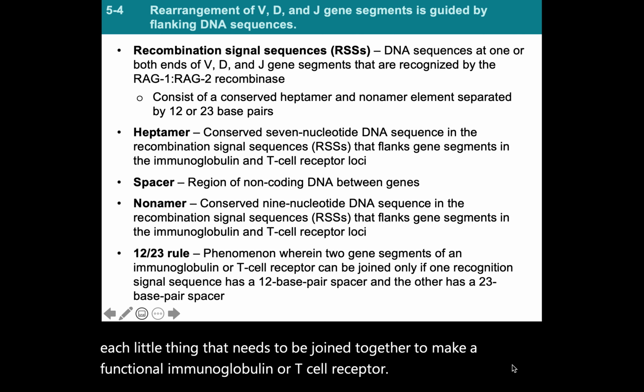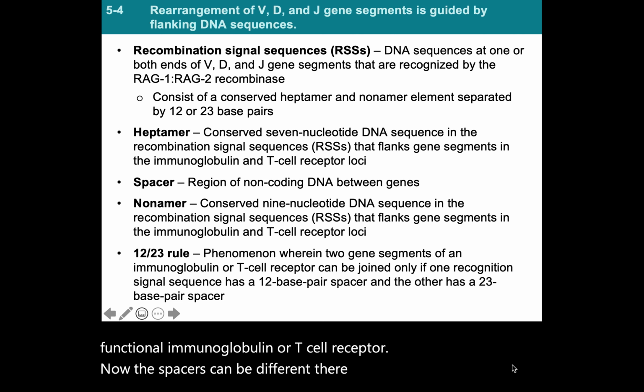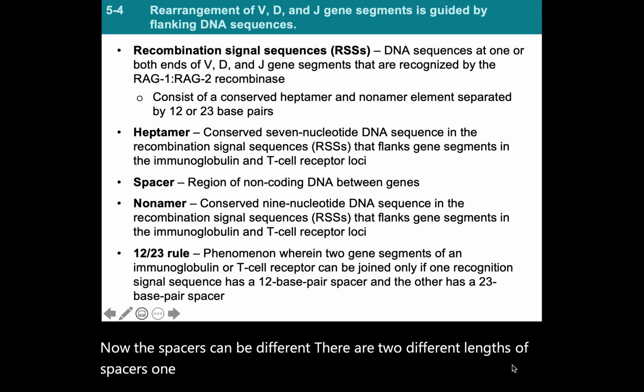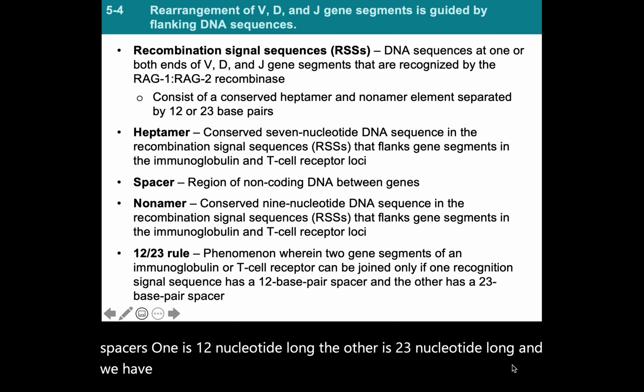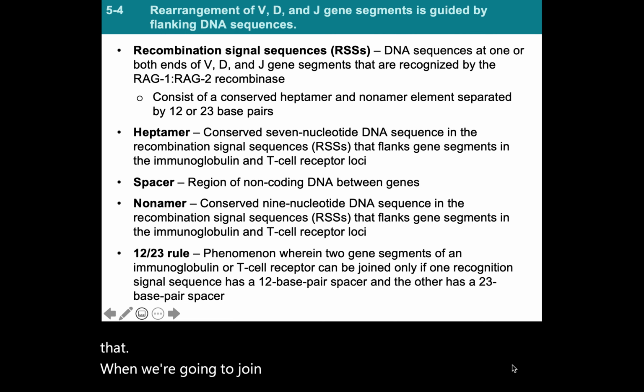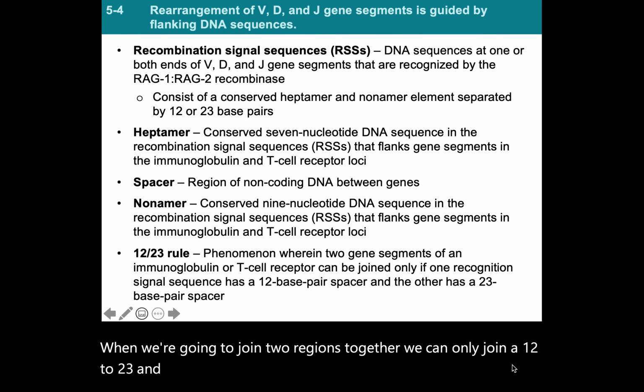Now the spacers can be different. There are two different lengths of spacers. One is 12 nucleotides long, the other is 23 nucleotides long. And we have this thing called the 12-23 rule. It just so happens that when we're going to join two regions together, we can only join a 12 to a 23 and a 23 to a 12. You can't join a 12 to a 12 or a 23 to a 23.